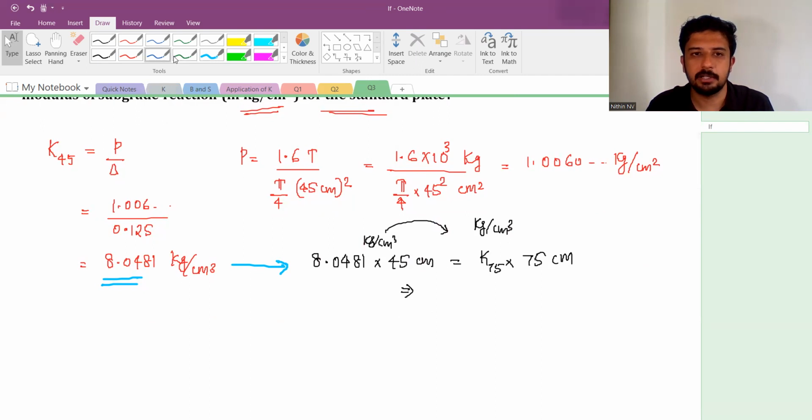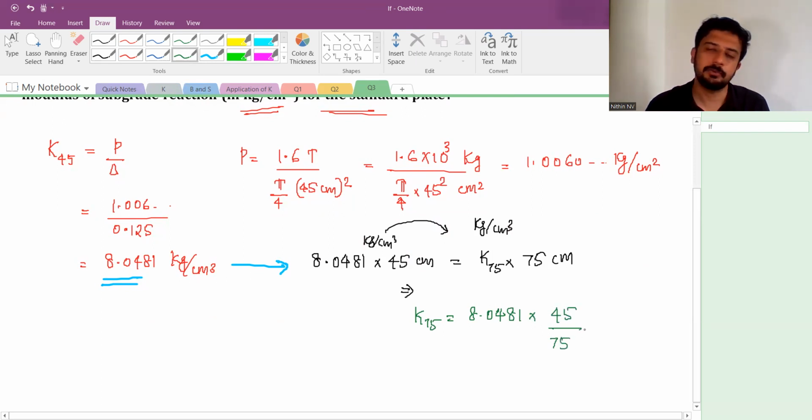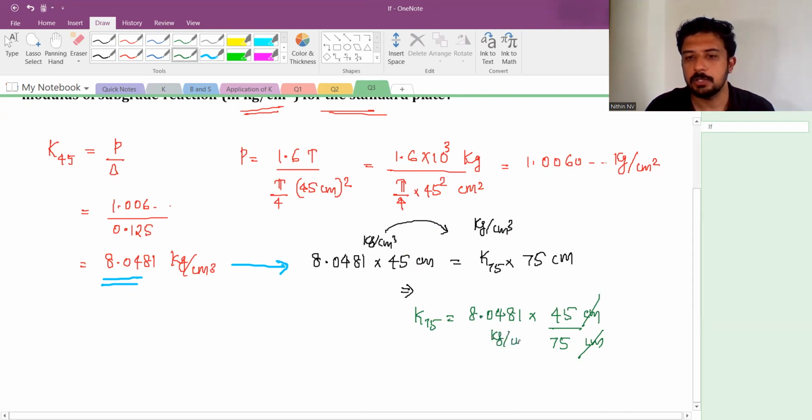In that case, the required value K75, meaning for the standard plate. What is the value? K75 is going to be 8.0481 into 45 centimeter by 75 centimeter. Now that centimeter unit will get cancelled. That's why I told you, you can substitute in meters also. No issue. Only thing is, both should be in the same unit. Now this 8.0481 is in the kg per centimeter cube unit. The obtained value also will be in kg per centimeter cube.